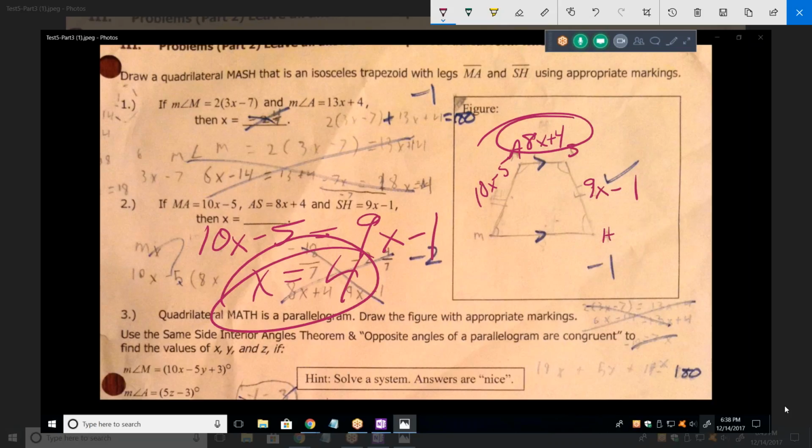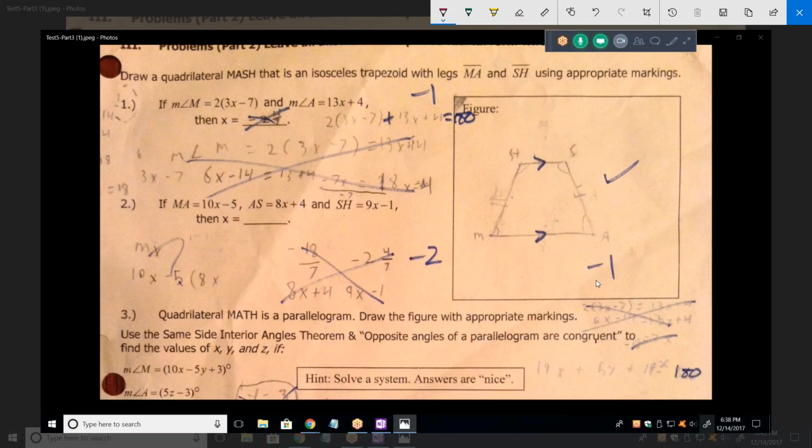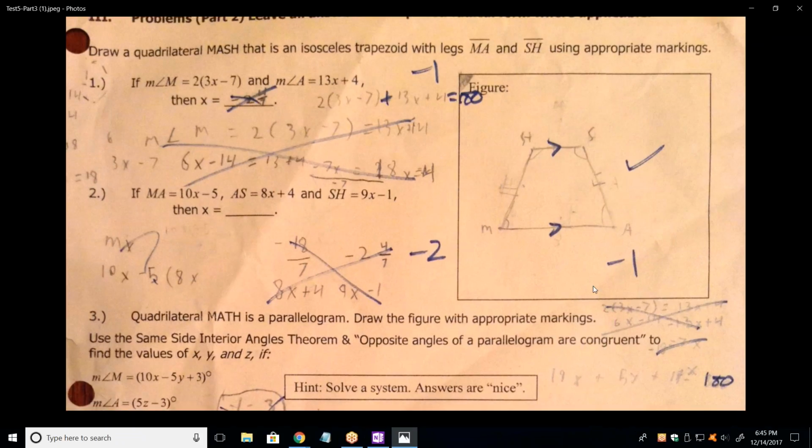It's completely irrelevant to this problem. The only thing we needed was that side's equal to that side. Why he put AS on there was probably just to try to confuse you. Believe it or not, teachers do that all the time. They want to make it a little bit harder.